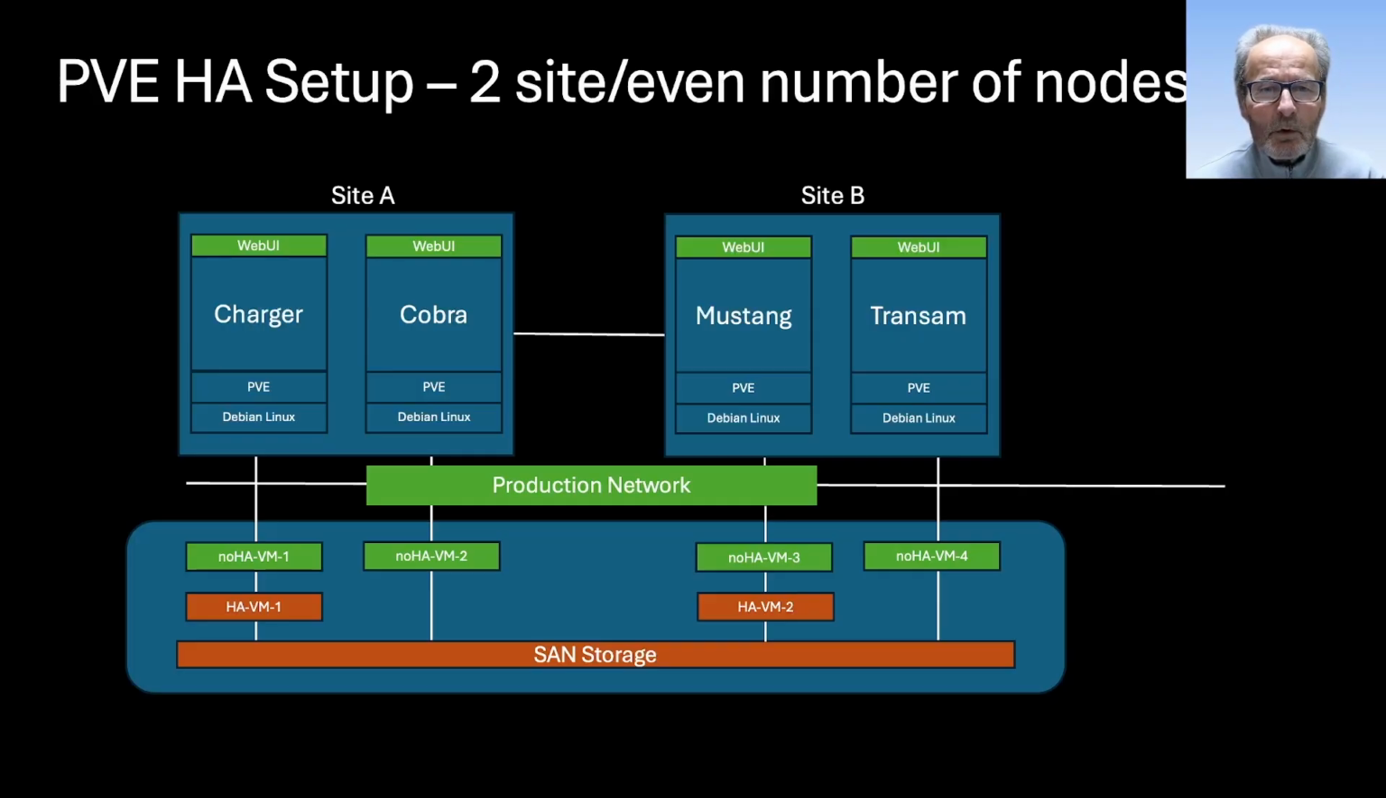Now, the scenario is that we have two sites. We have site A and site B, and as a result of that, we have an even number of nodes, which is not recommended, as I keep saying. And I'm hoping now to demonstrate why this is not recommended. So we've got Charger and Cobra on site A, and Mustang and Trans Am on site B. And we have 4 virtual machines which are not under HA control. And we have 2 virtual machines which are under HA control.